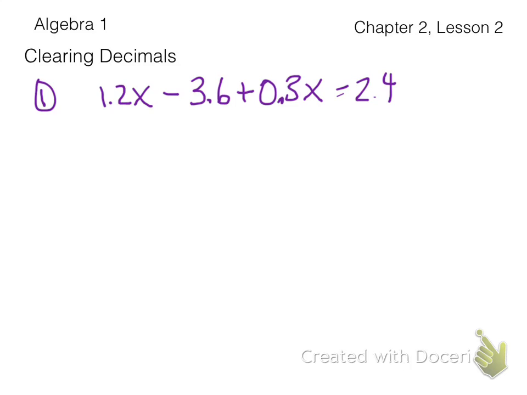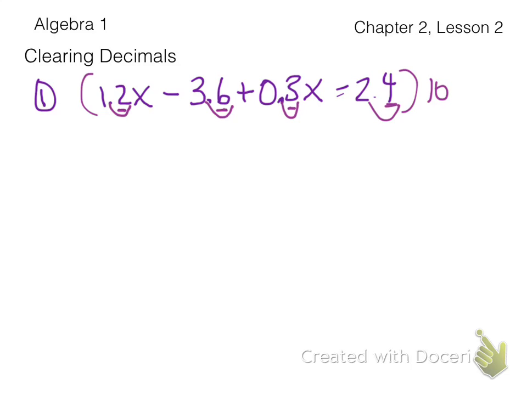Clearing decimals. If you hate decimals, especially if you can't use a calculator, I highly recommend clearing them. To clear them means to multiply by the power of 10 that is represented by the longest place value. So since all of these decimals only go to the 10th place value, I'm going to multiply this whole thing by 10. And when I multiply things by a power of 10, I move the decimal to the right the number of zeros I have. So since I have 1 zero, I'm only going to move the place value over once.